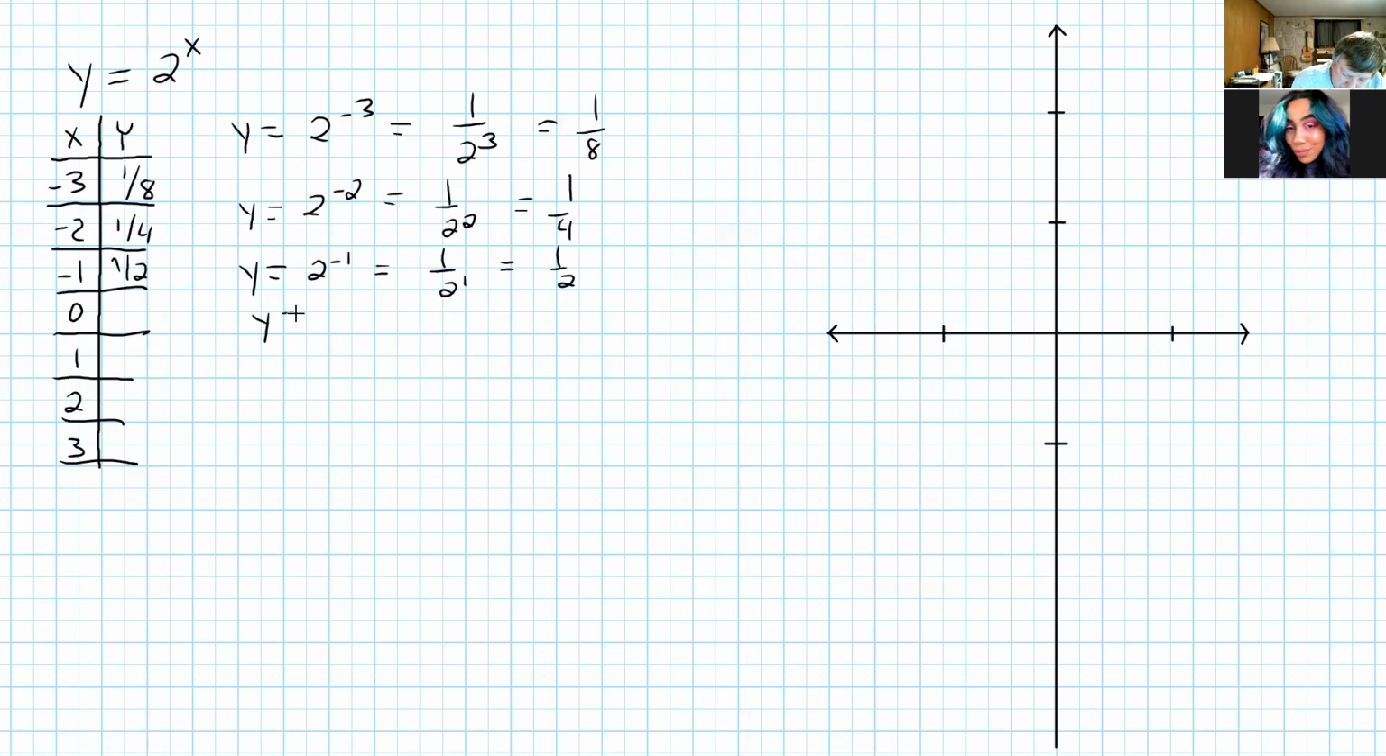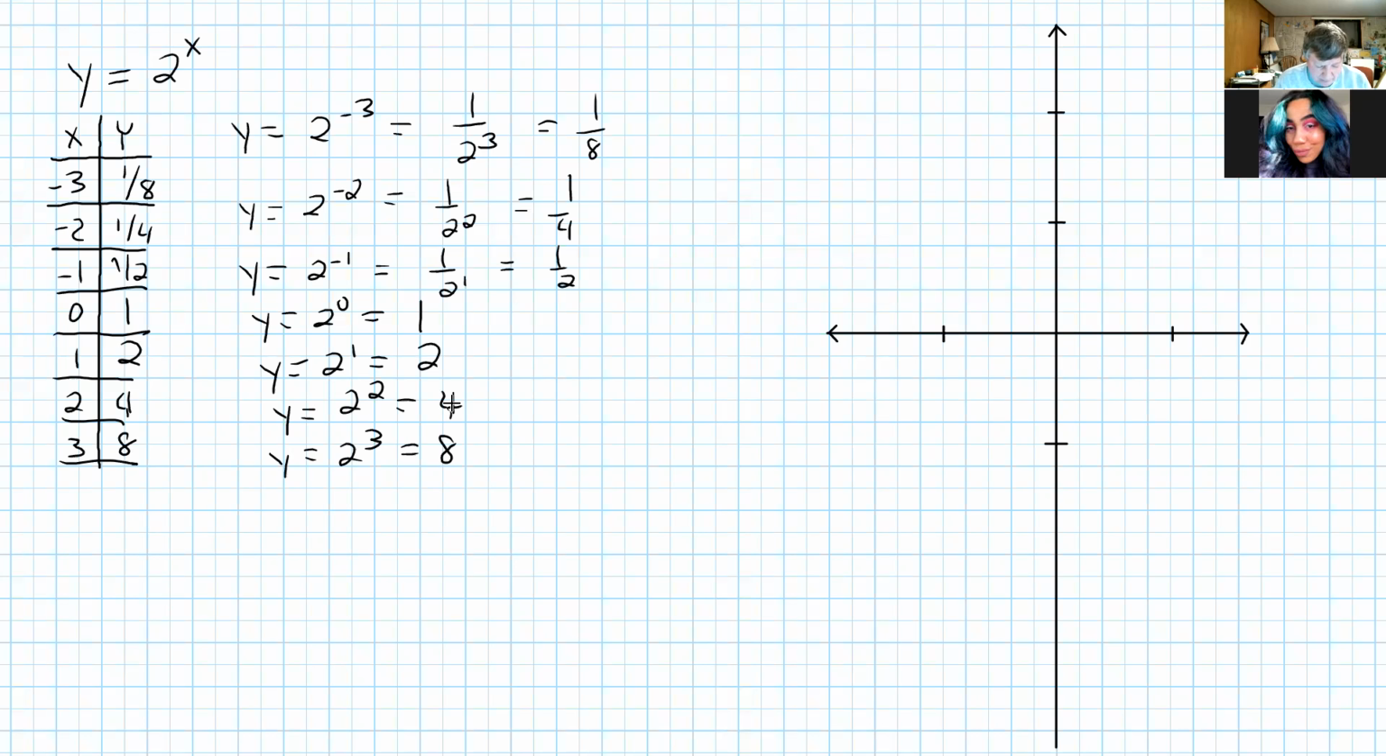If x is 0, y equals 2 to the 0 power, which is just 1. If x is 1, y equals 2 to the 1 power, which is 2. If x is 2, y equals 2 squared, which is 4. And finally, if x is 3, y equals 2 to the 3rd power, which is 8. Any question about how I got any of those values? All right, let's plot those numbers.